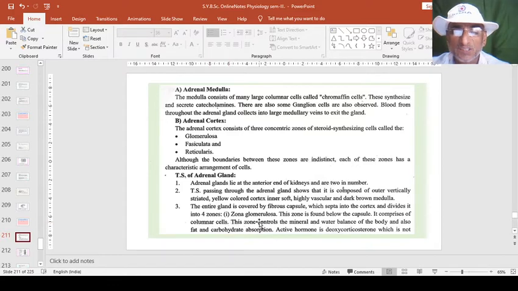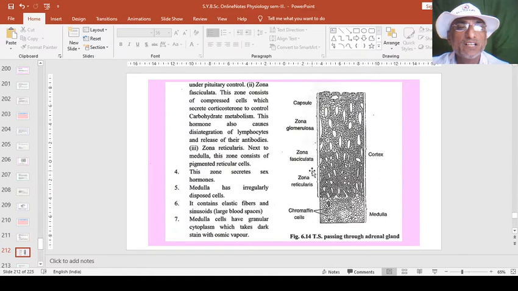that is zona glomerulosa. This zone is found below the capsule. It comprises of columnar cells. This zone controls the mineral and water balance of the body and also fat and carbohydrate absorption. The active hormone is deoxycorticosterone, which is not under pituitary control.